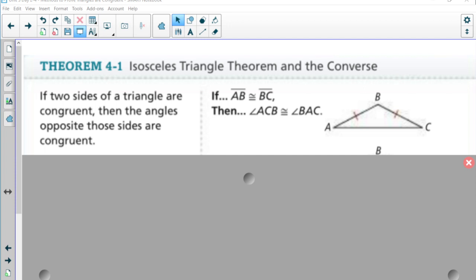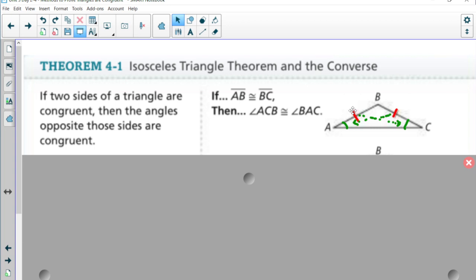So it's an if-then statement. If two sides of a triangle are congruent, isosceles, then the angles opposite those sides are congruent. So in this case, it says if two of the sides are the same, which they marked as AB and BC, then the angles opposite those sides are congruent. So opposite this side gives me this angle, which is congruent to the angle opposite this side. So those two angles, basically angle A and angle C, have to be the same.